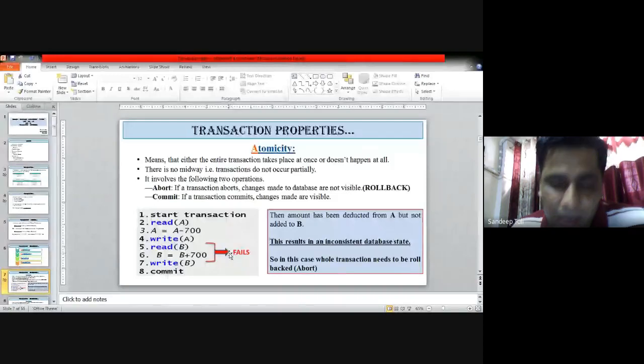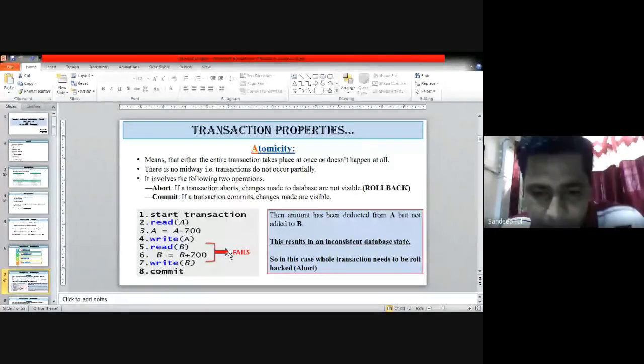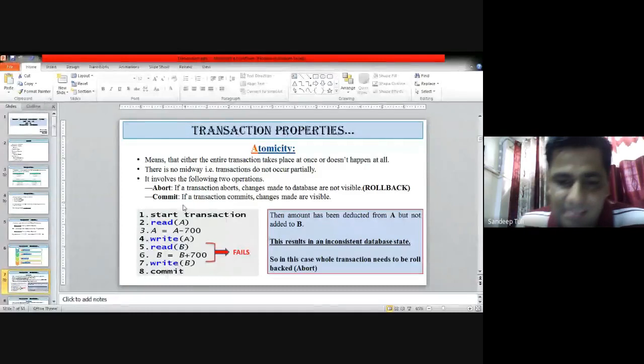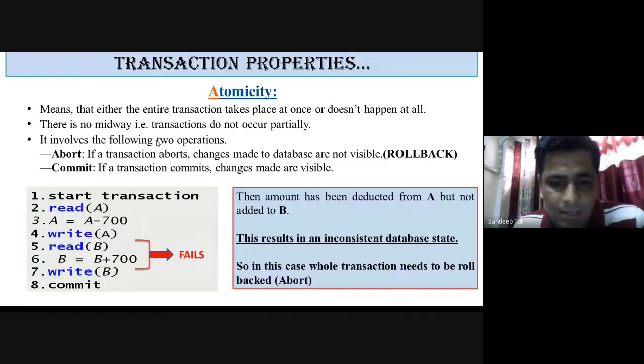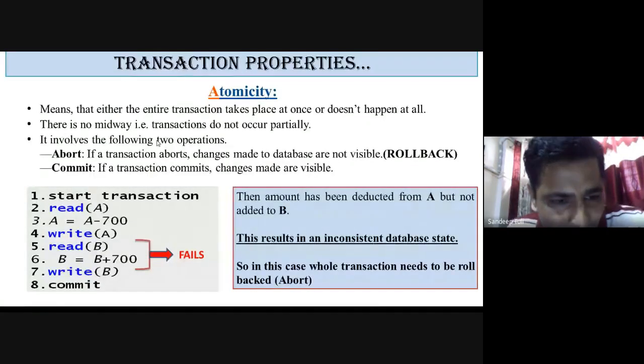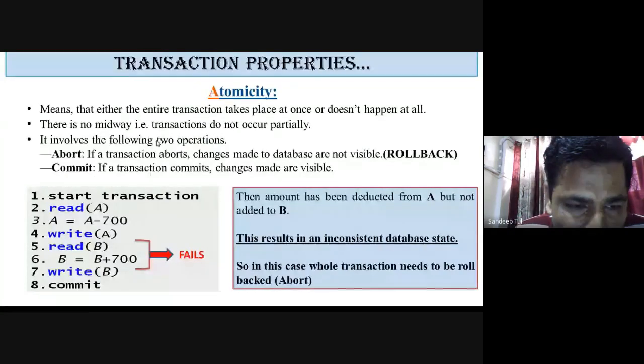Now let me clear the question asked by Prabjeet. So what does inconsistency mean? Inconsistency means, in this particular case, initially suppose the value of A is 2000 and the value of B is 3000. Now what should be the value of A and B after the commit statement? Tell me. Initially the value of A is 2000 and B is 3000. So what should be the values if it executes completely without failing? What should be the value of A and B at the end?